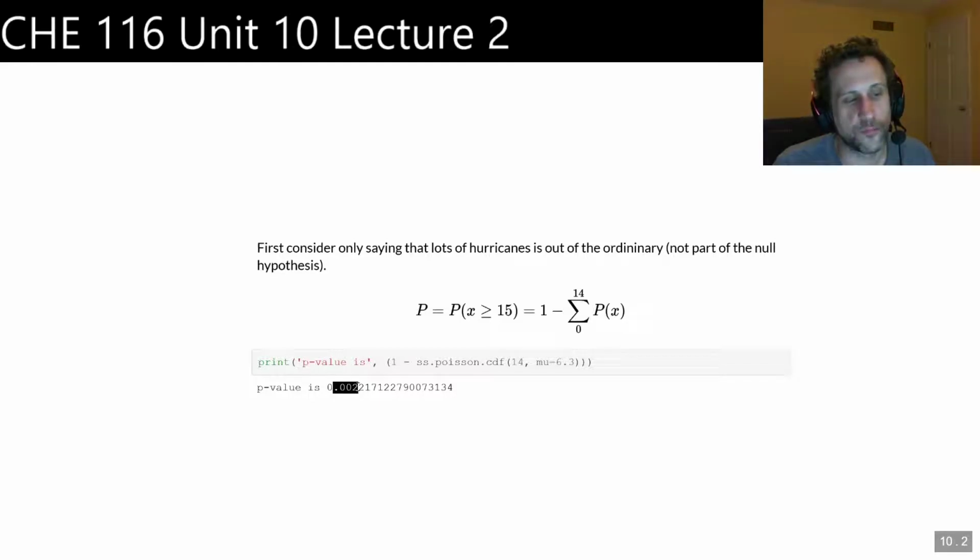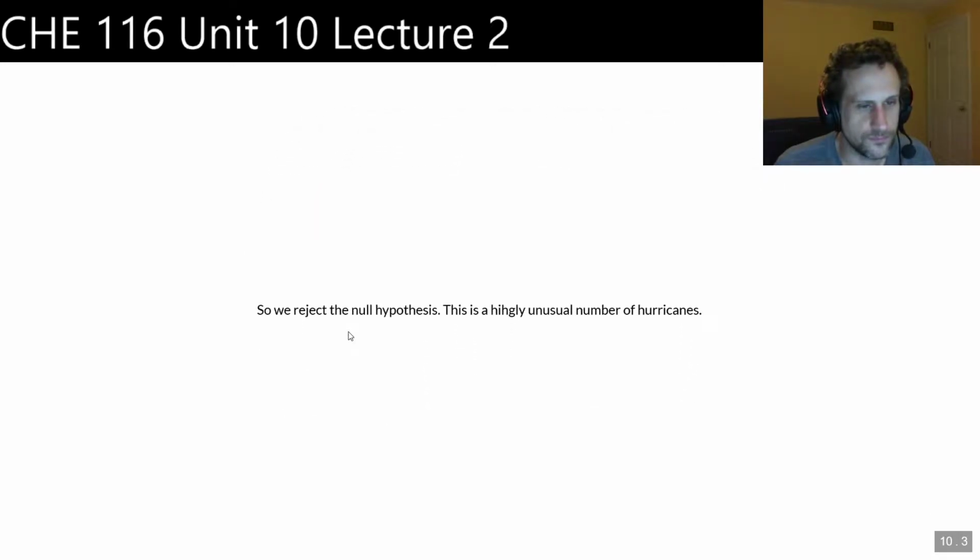So with a p-value of 0.002, that means that in fact 2005 was an unusual or significantly different year for hurricanes. Highly. All right.